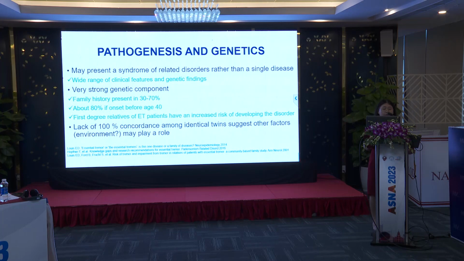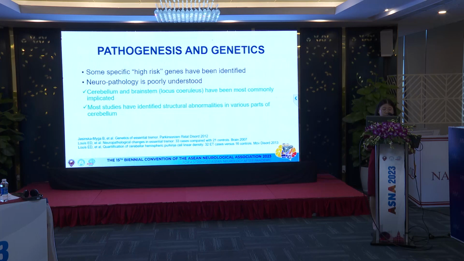First-degree relatives of essential tremor patients have an increased risk of developing the disorder. Lack of 100% concordance among identical twins suggests other factors may play a role. Some specific high-risk factors have been identified. The neuropathology of essential tremor remains poorly understood and controversial, but the cerebellum and brainstem have been most commonly implicated. Most studies have identified structural abnormalities in various parts of the cerebellum.